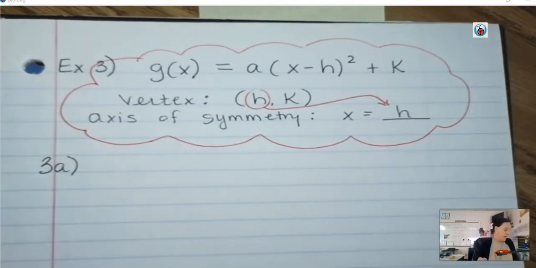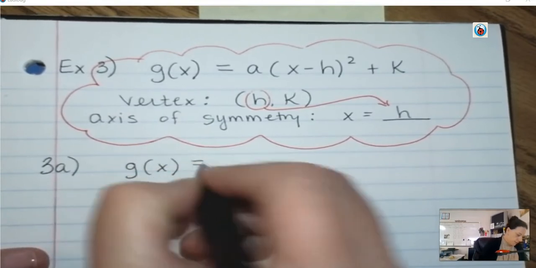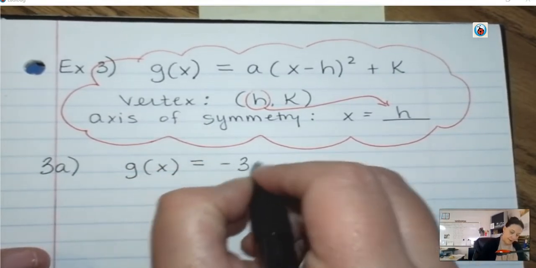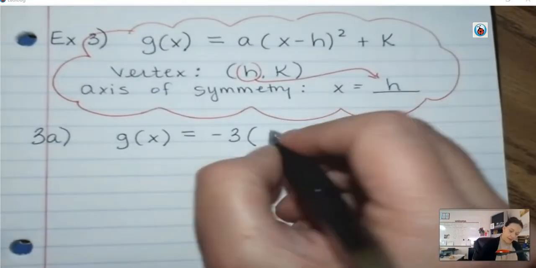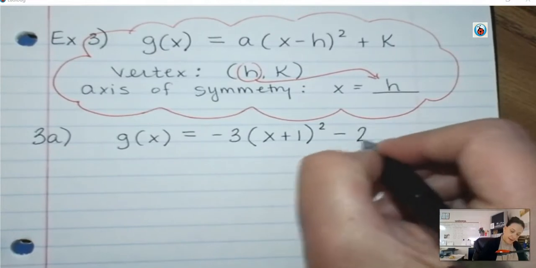Okay, 3a, the equation is g of x equals -3 times x plus 1 squared minus 2.